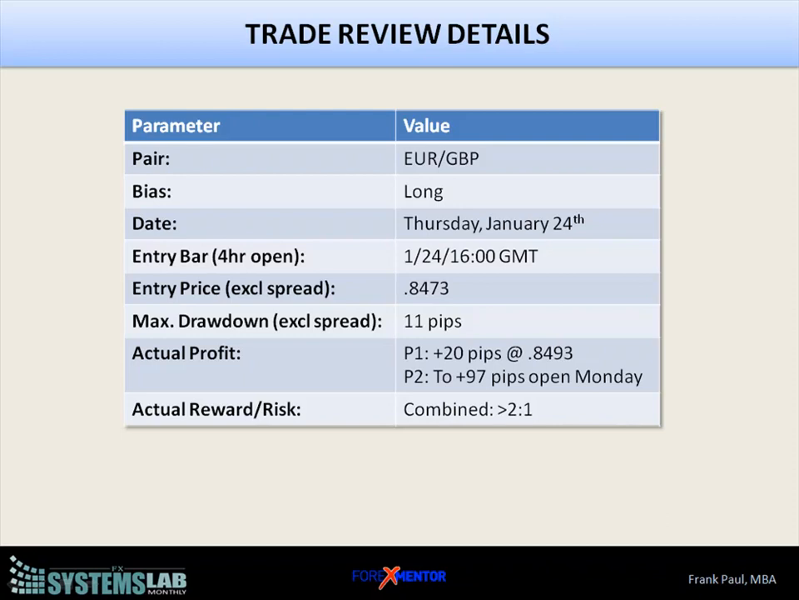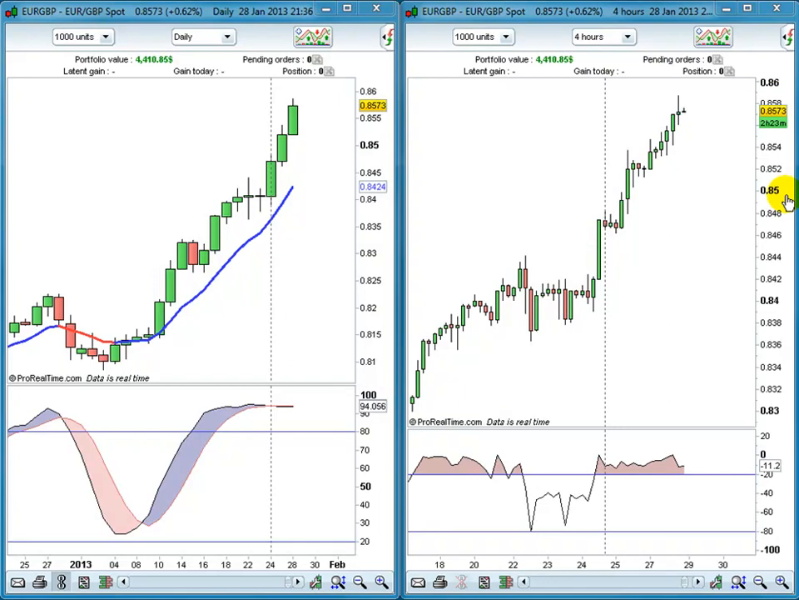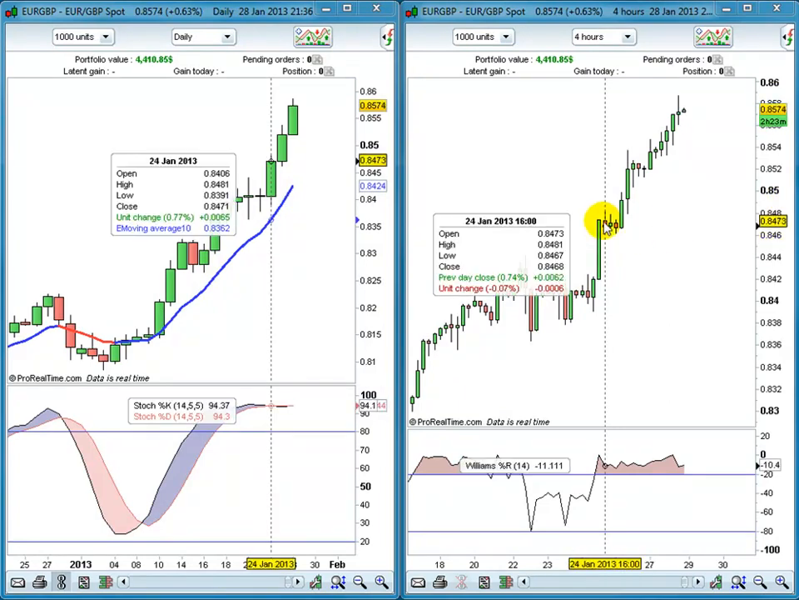So anyway, let's take a look at Euro Pound right now. We're now looking at the daily and 4-hour chart side by side, obviously, and I've drawn a dashed vertical line on the daily chart through January 24th, on the 4-hour chart through 4 p.m. GMT on the 24th.